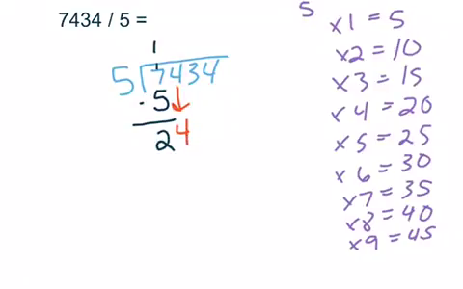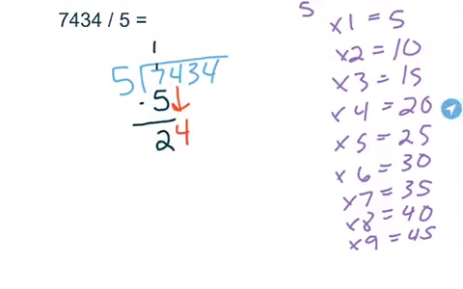And I look at this piece of the number and I say, okay, how many times can 5 go into 24 evenly without going over? I look over here at my math facts again and I look for something that's close to 24 without going over.